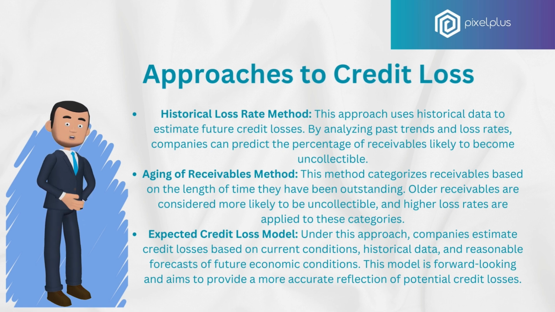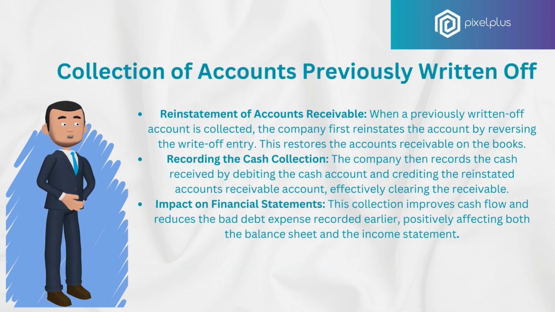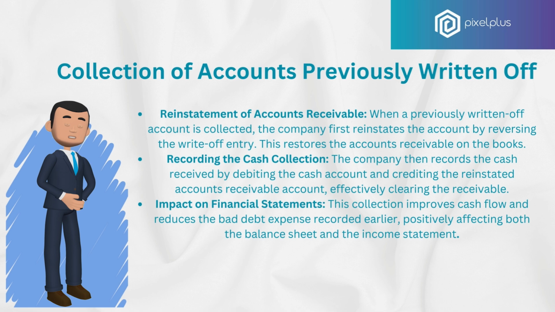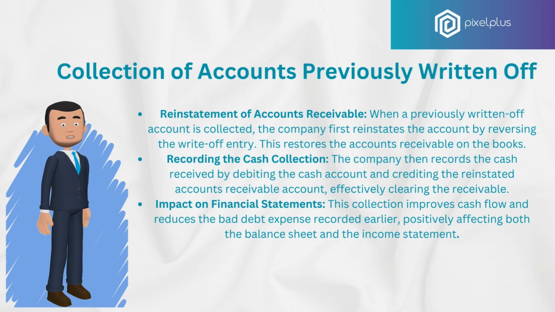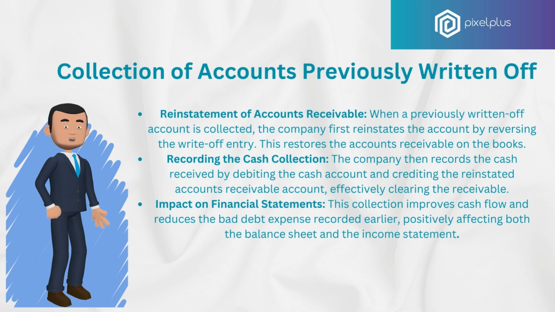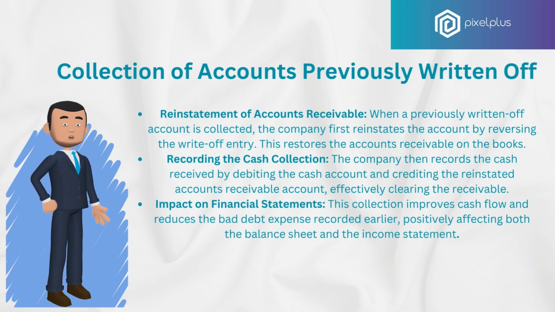Reinstatement of accounts receivable. When a company collects a previously written-off account, the first step is to reinstate the account by reversing the write-off entry. This process involves: 1. Reversing the write-off entry. The original write-off entry typically involved debiting bad debt expense and crediting accounts receivable. To reverse this, the company will debit accounts receivable, to restore the amount owed by the customer on the books, and credit allowance for doubtful accounts, to reverse the previous charge against the allowance.